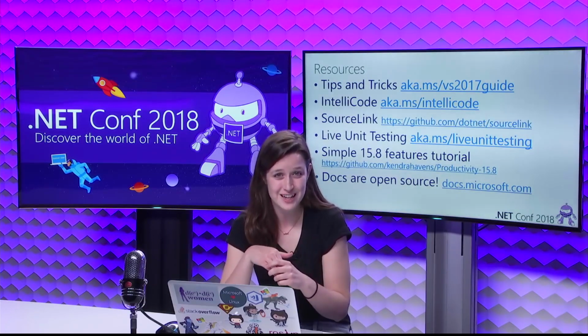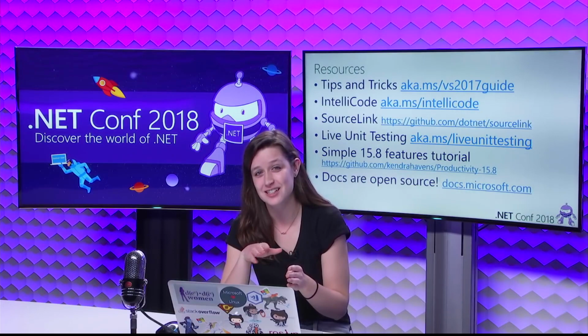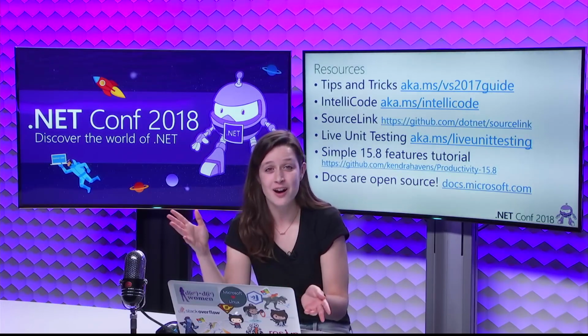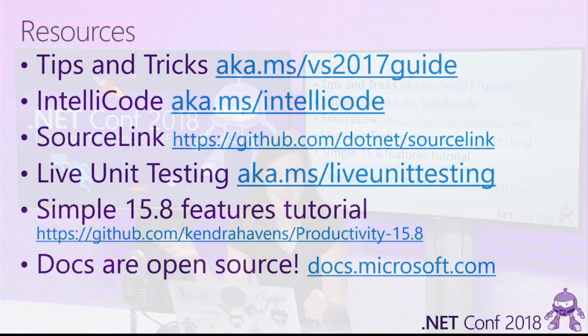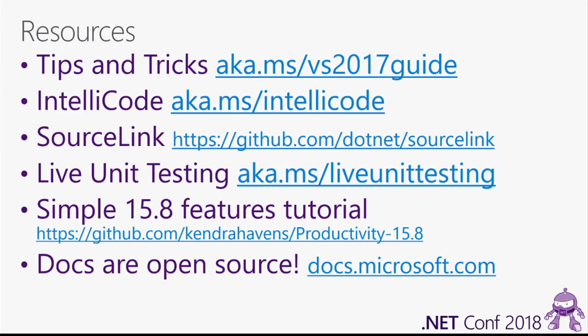You can grab the IntelliCode extension at aka.ms/intellicode. And if you are a NuGet package maintainer and you'd like to enable SourceLink for the people consuming your package, you can go to github.com/dotnet/sourcelink to find more information about how to hook up your source and how to publish your reference with what you need to enable SourceLink. Throughout the demo, I used Live Unit Testing. That is an Enterprise-only feature. You can learn more about it at aka.ms/live-unit-testing.